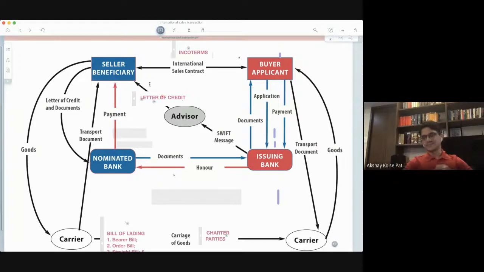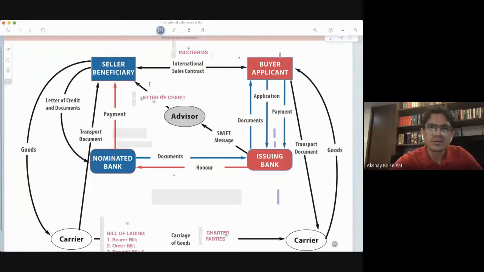And once that has happened, the buyer will then apply for a letter of credit to his bank, which is called the issuing bank. The issuing bank will then send the letter of credit to an advising bank. Now, the advising bank could be an independent bank or could be the bank of the seller. It could be either or. And the advising bank will look at the letter of credit, which is sent by something called a SWIFT message. SWIFT is a mode of communication between banks.